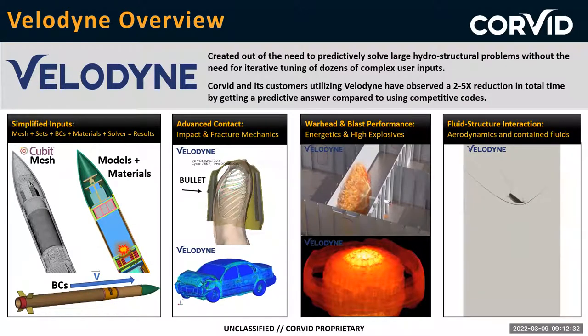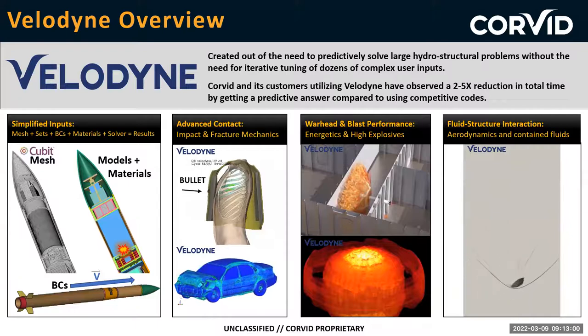Velodyne was created to predictively solve challenging problems without the need to iteratively tune models. Internally and externally, users of Velodyne are seeing a 2 to 5x reduction in total time of simulation. We quantify that from going from CAD to having results we have confidence in. Over 18 years, Velodyne has matured into a stable workhorse for high strain rate physics and contact heavy simulations.